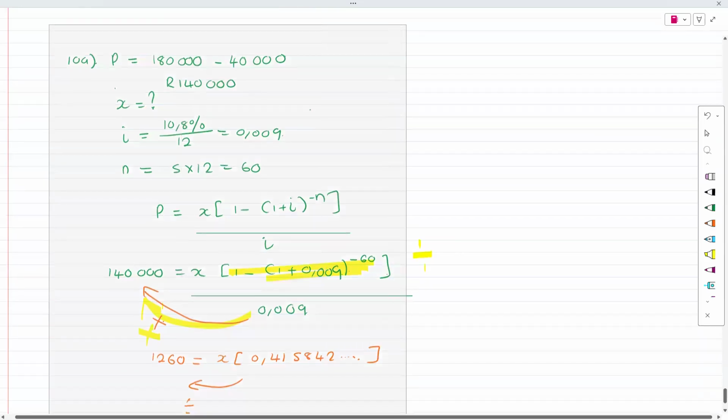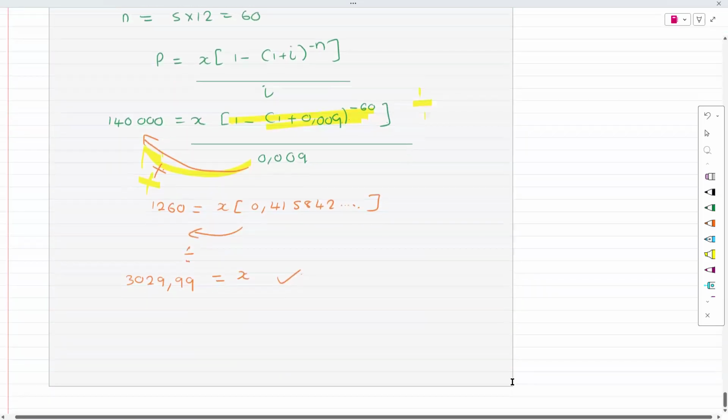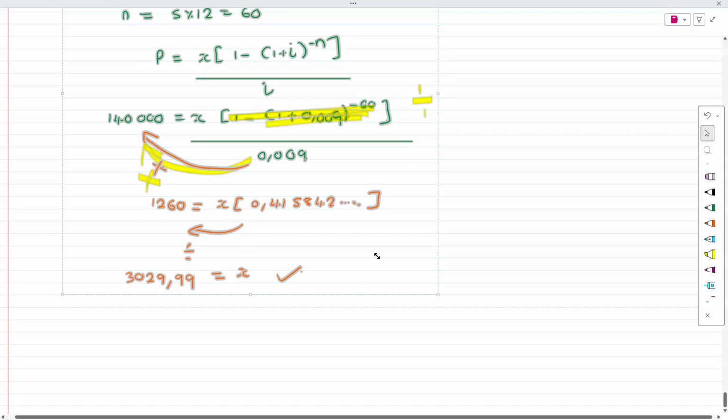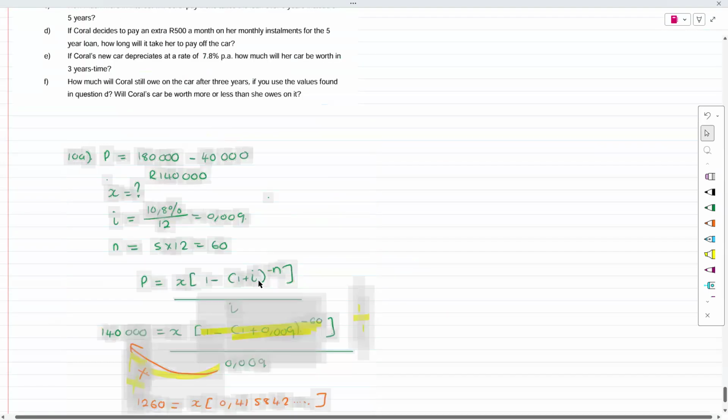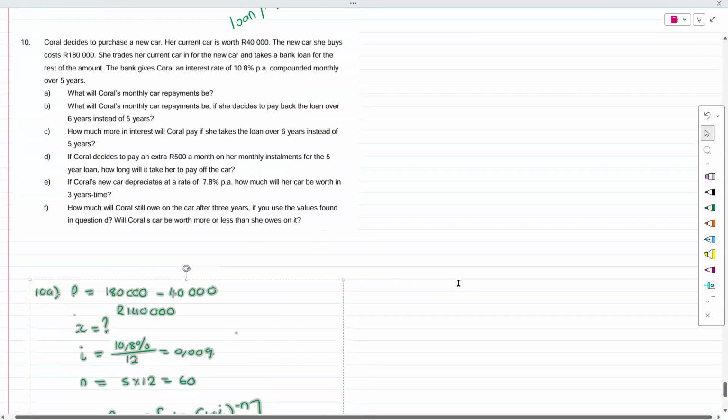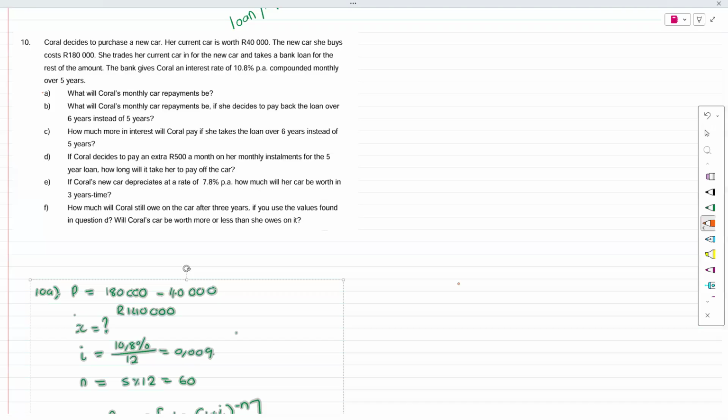Now this was quite simple. Again, if you didn't know which formulas to use, then yeah, we're in trouble. But if you understood the formula, then we're good. Right, now the next question is B. So B says, what will her monthly car repayments be if she decides to pay back the loan over 6 years instead of 5 years?